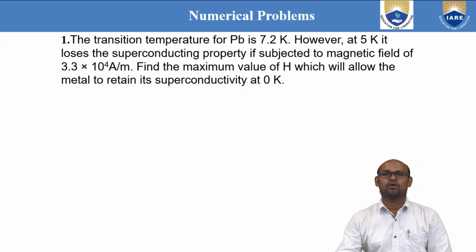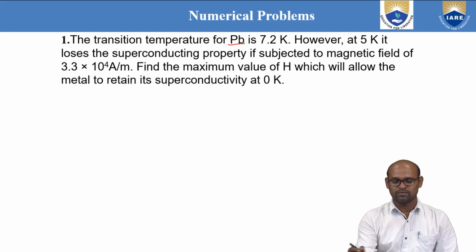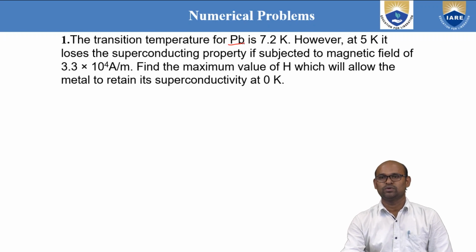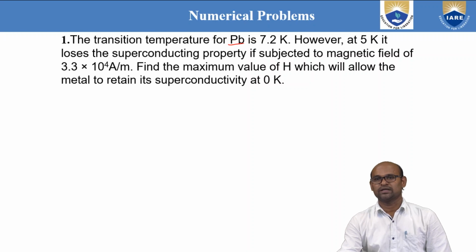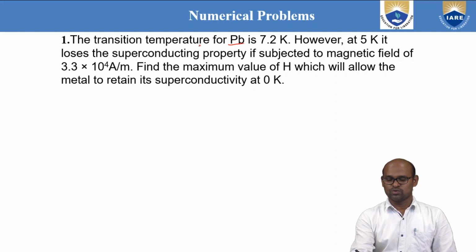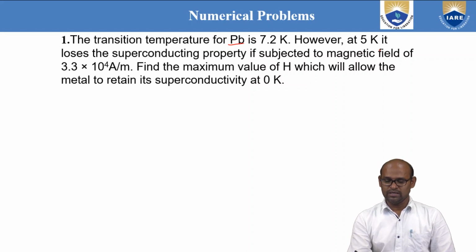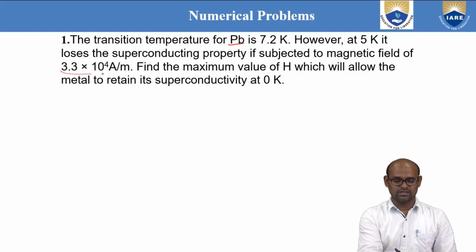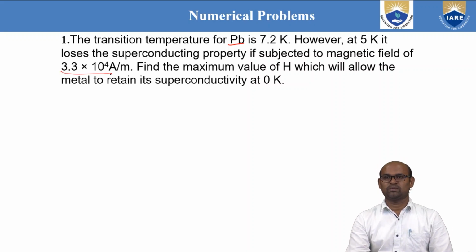The first numerical problem is that the transition temperature for lead is 7.2 Kelvin. However, at 5 Kelvin, it loses the superconducting property if subjected to a magnetic field of 3.3 into 10 power 4 amperes per meter. So this lead superconductor is going to lose its superconducting property if subjected to this magnetic field at 5 Kelvin.